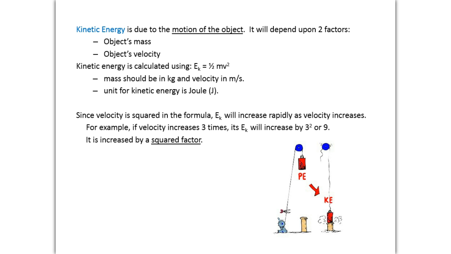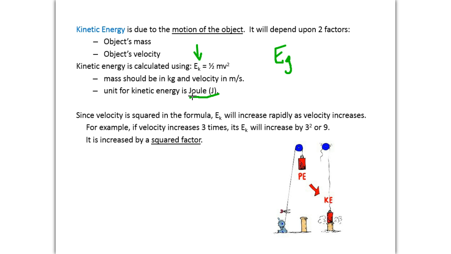The formula we use is Ek equals half mv squared. So potential energy due to gravity is Eg. Kinetic energy is Ek. So remember the two differences, because the formulas are completely different. The mass should always be in kilograms and velocity in meters per second. And the unit for energy, there's no change for that as well. That's the joule.